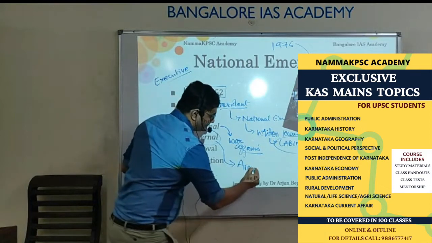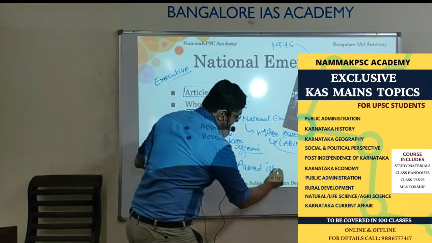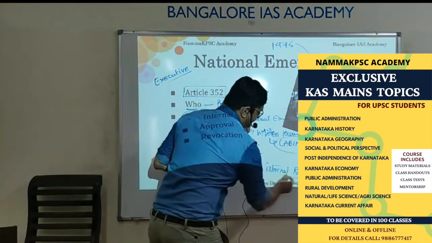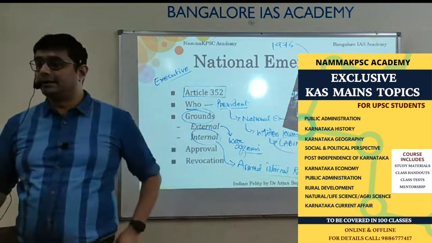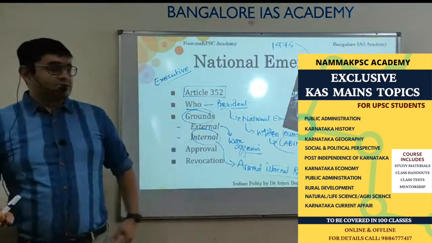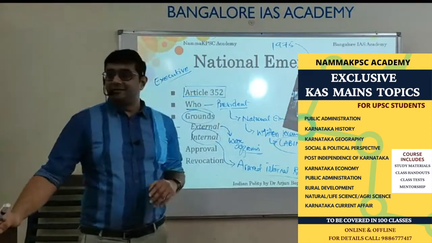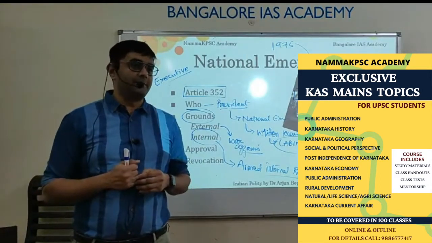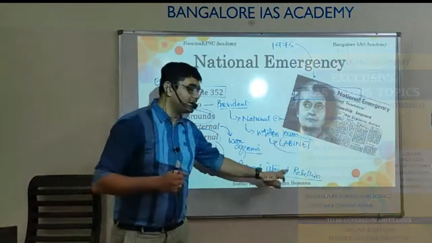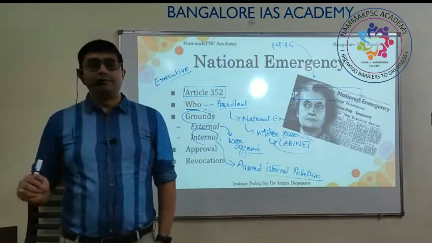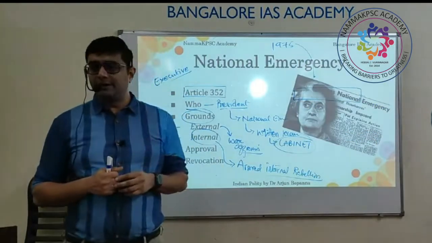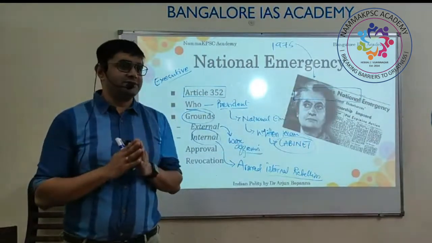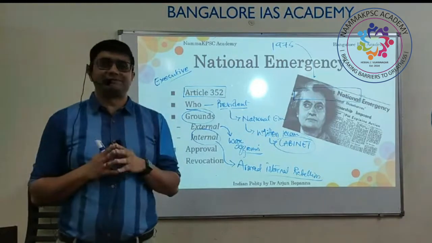armed internal rebellion. So this was added later after the 1975 national emergency and the criticism. The 44th constitutional amendment added this armed internal rebellion. Before that, before the 44th constitutional amendment, I will discuss that again, but for now, what was mentioned was simply internal disturbance.